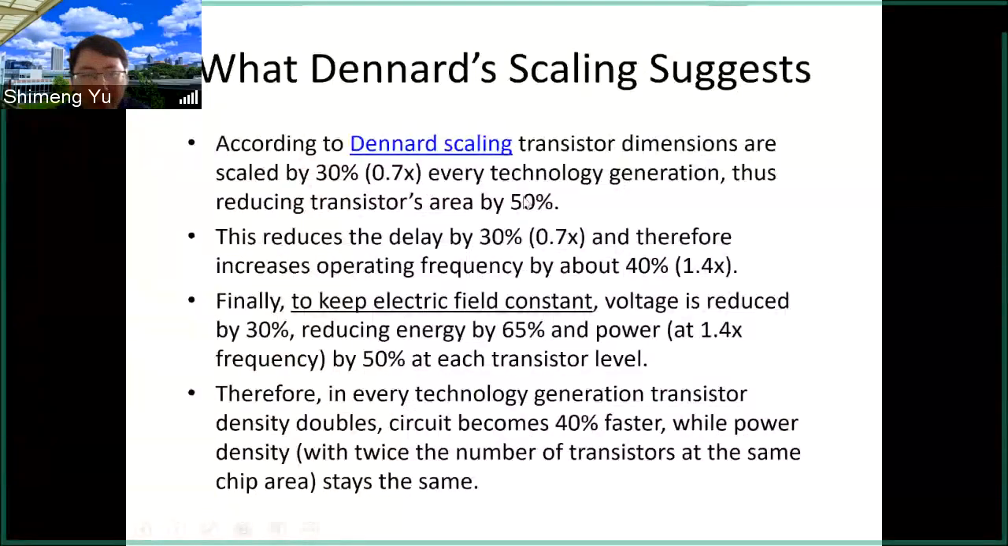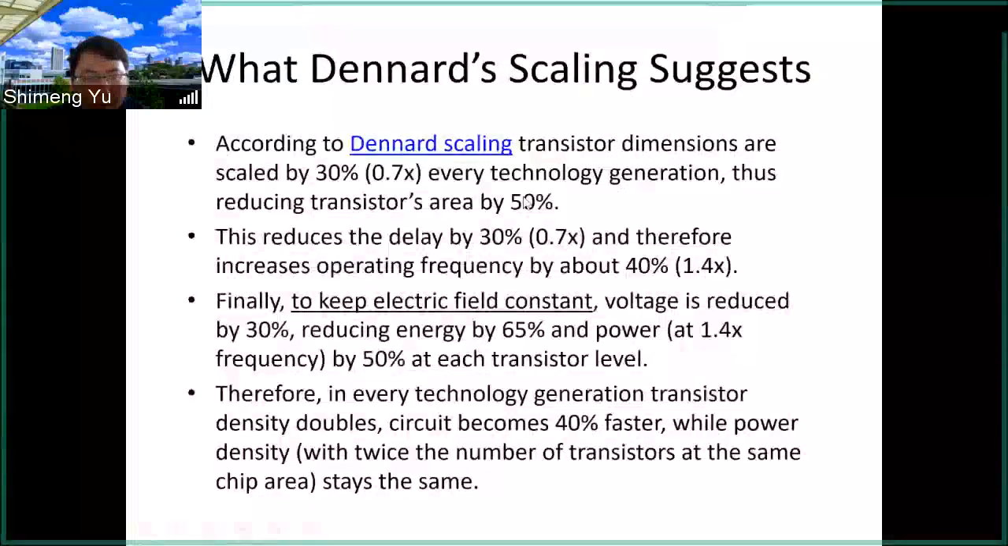And finally, to keep the electric field constant, for example, the electric field within the transistor structure, the voltage needs to be reduced to 0.7x, or by 30%. As a result, the energy will be reduced by 65%, and the power will be reduced by 50% at each transistor level. So this is regarding the power and energy.